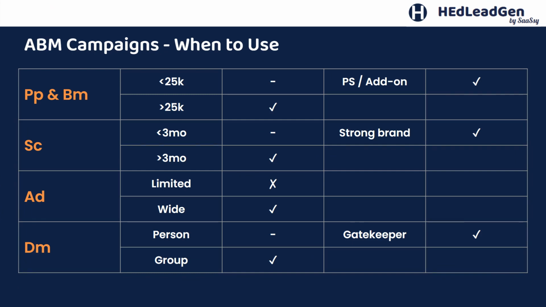Now, the second factor is the sales cycle. Is your sales cycle above 3 months? If so, then more likely you will want to use ABM campaigns, because you need to create that level of trust with your buyer persona. Now, if you're below 3 months, then you probably won't have enough time to create that engagement with them, unless you already have a strong brand. Then you're okay to go with it.